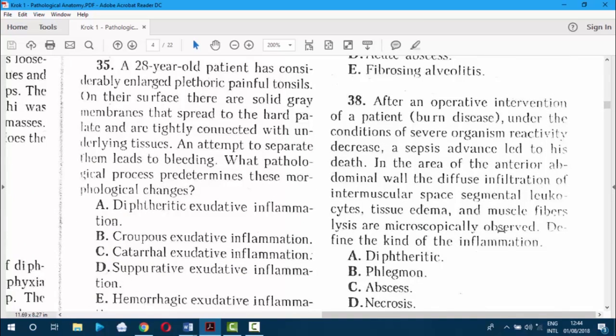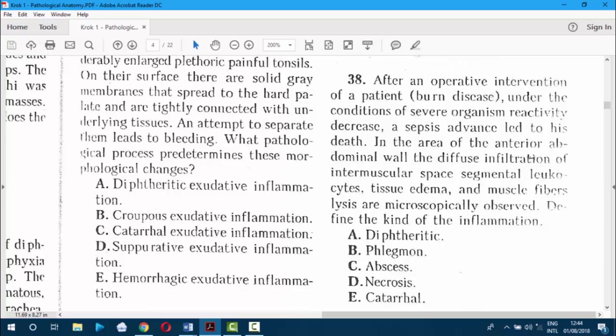38. After an operative intervention of a patient with burn disease, under the condition of severe organism reactivity decrease, a sepsis advance led to death. Sepsis advance, sepsis is your guy. In the area of the anterior abdominal wall, the diffuse infiltration of intermuscular space, segmental leukocyte, tissue edema, and muscle fibers lysis are microscopically observed. Define the kind of inflammation.